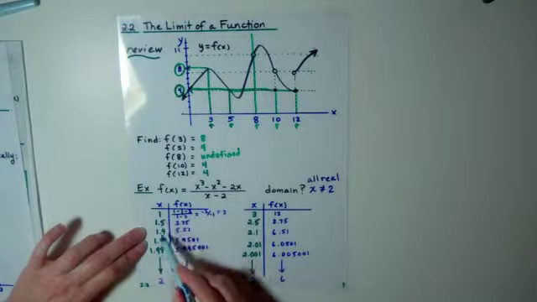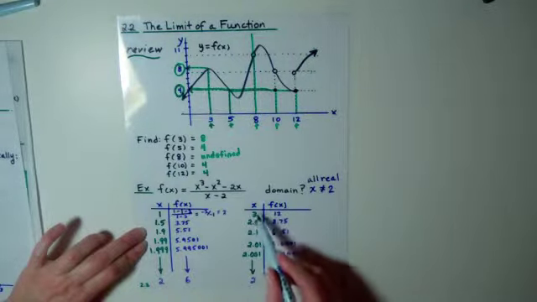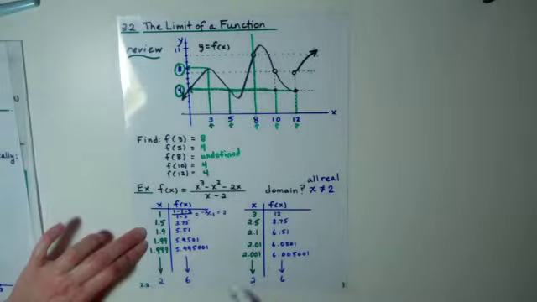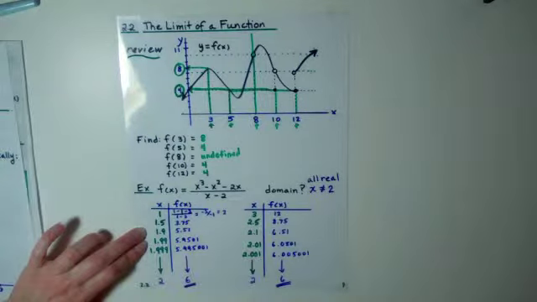So whether our inputs get close to 2 through values that are a little bit less than 2 or through values that are a little bit greater than 2, in both cases the outputs are approaching 6. And we say in words then that the limit of this function f of x as x approaches or gets closer and closer to 2 is 6. The limiting value of this function is 6. And we even have a nice way of writing this. So let's go to the next slide and see how we would write that.